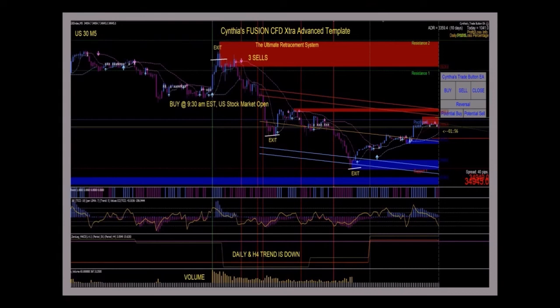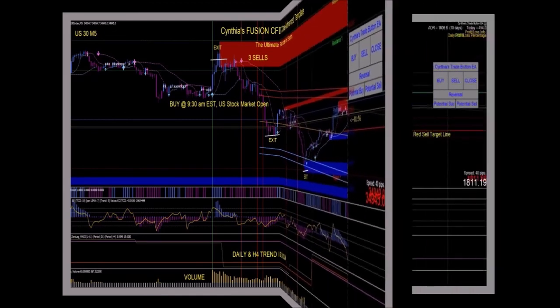This is the US 30 in a 5-minute chart. I recommend trading the indices or CFDs in 5-minute or 15-minute. And this shows you the 9:30 a.m. Eastern US stock market open, where price always blips up quite a few points. And of course, we have the red resistance zone where we take profit or we exit. Also, here's the Fibonacci resistance where we can exit.